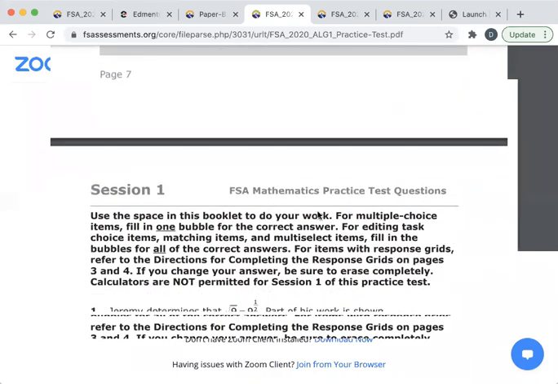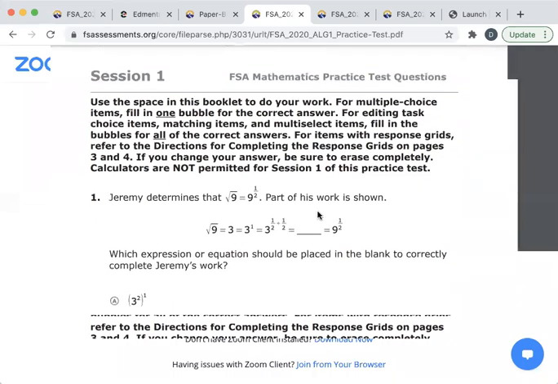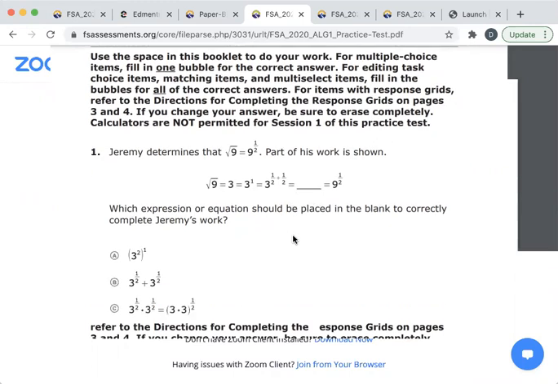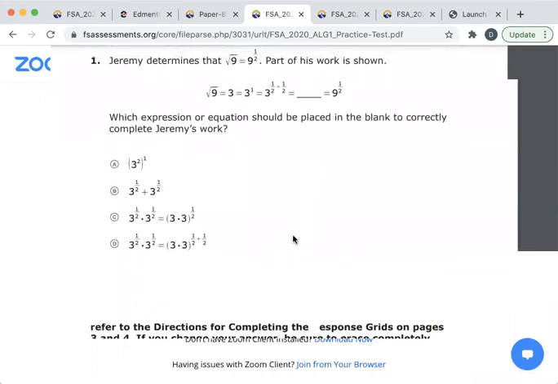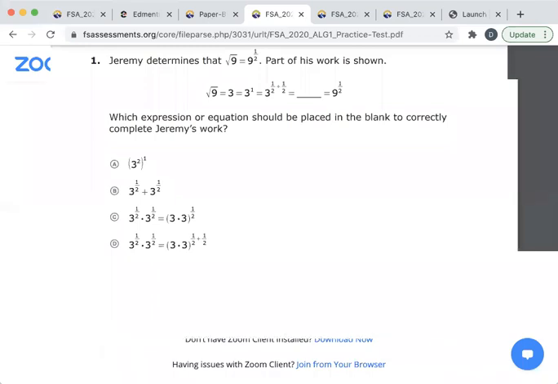I think I was muted. This is the FSA practice test for the Florida Algebra 1 end of course exam. And I will go over some of these questions and what kind of strategies you can use to answer them if you have no idea what to do.